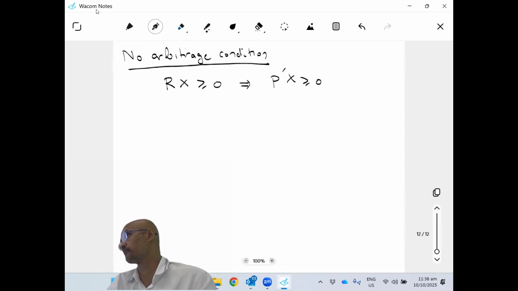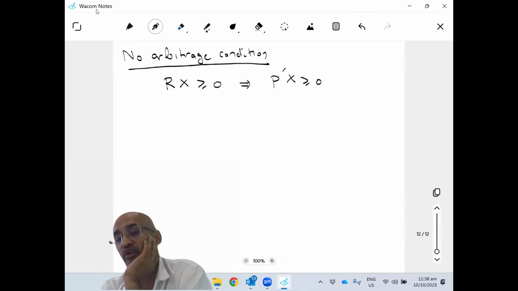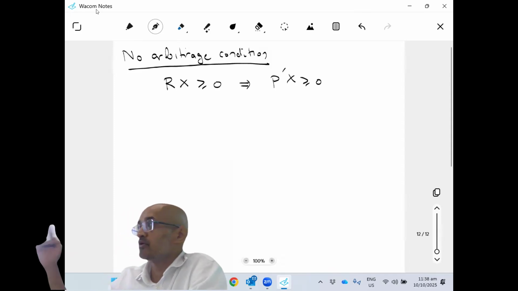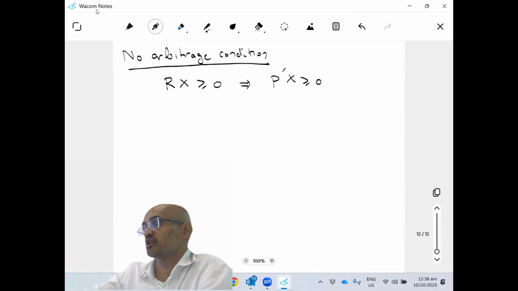So this is called a no arbitrage condition, which essentially says that any portfolio vector which has a non-negative payoff in every state of the nature in the future has to have a non-negative price to be formed today. So basically, finance pricing is based on the no arbitrage condition. The prices you see in the markets.